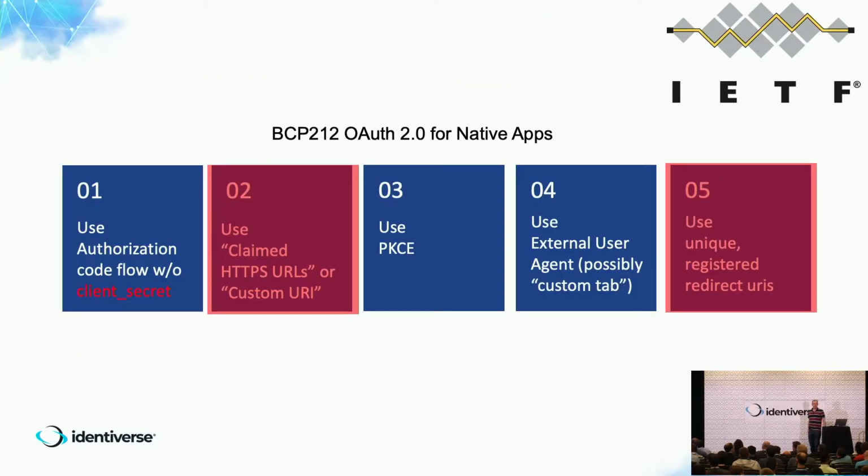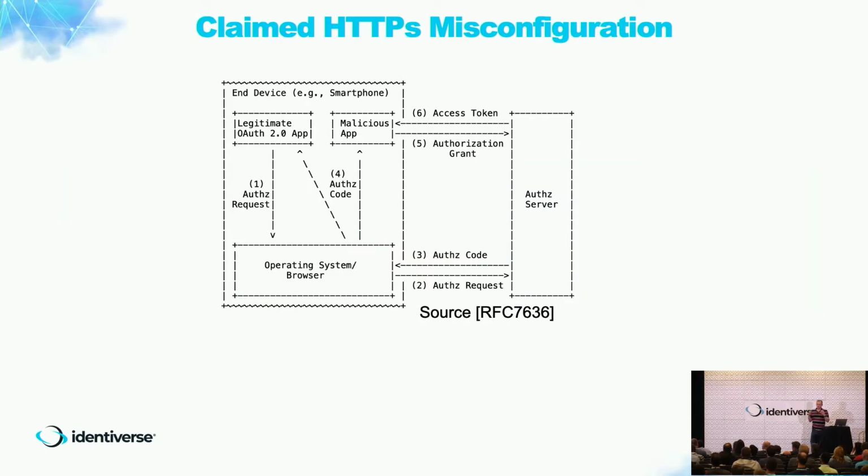So the next recommendation we talk about from the BCP is using HTTPS claimed URLs or custom URIs. The idea with this is that, as I say, with the OAuth2 flow, you're redirecting to the identity provider, and the identity provider then redirects back to you. What you really hope is that when the identity provider redirects back to you, it does actually redirect back to you and not a malicious app.